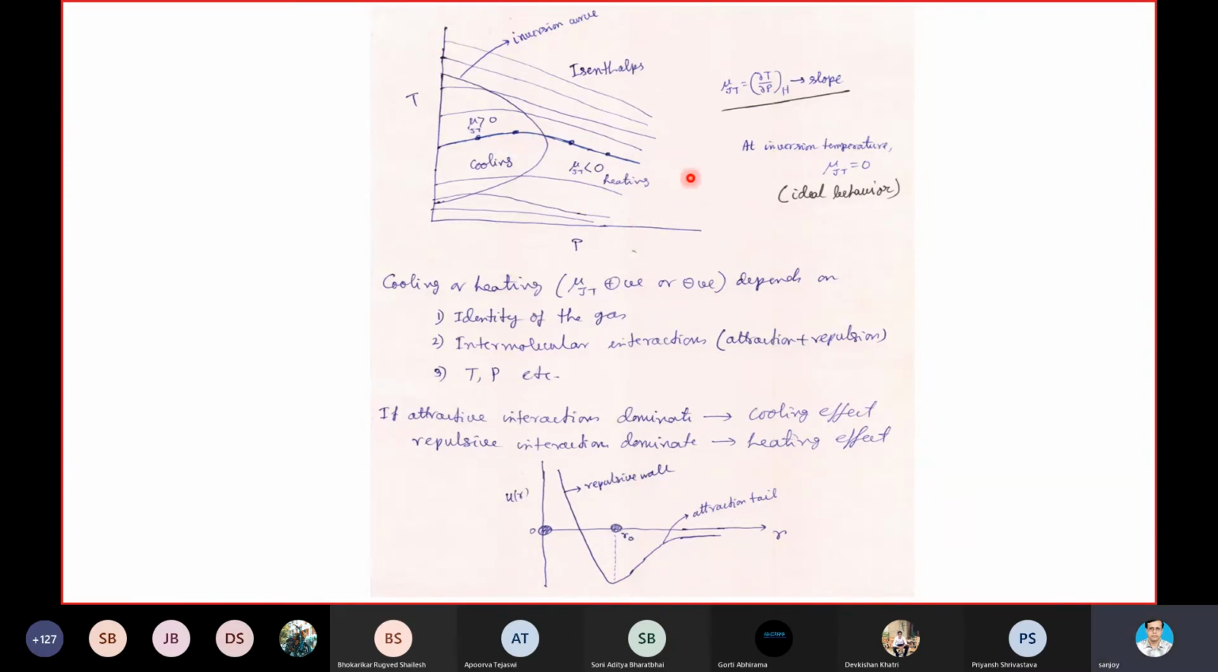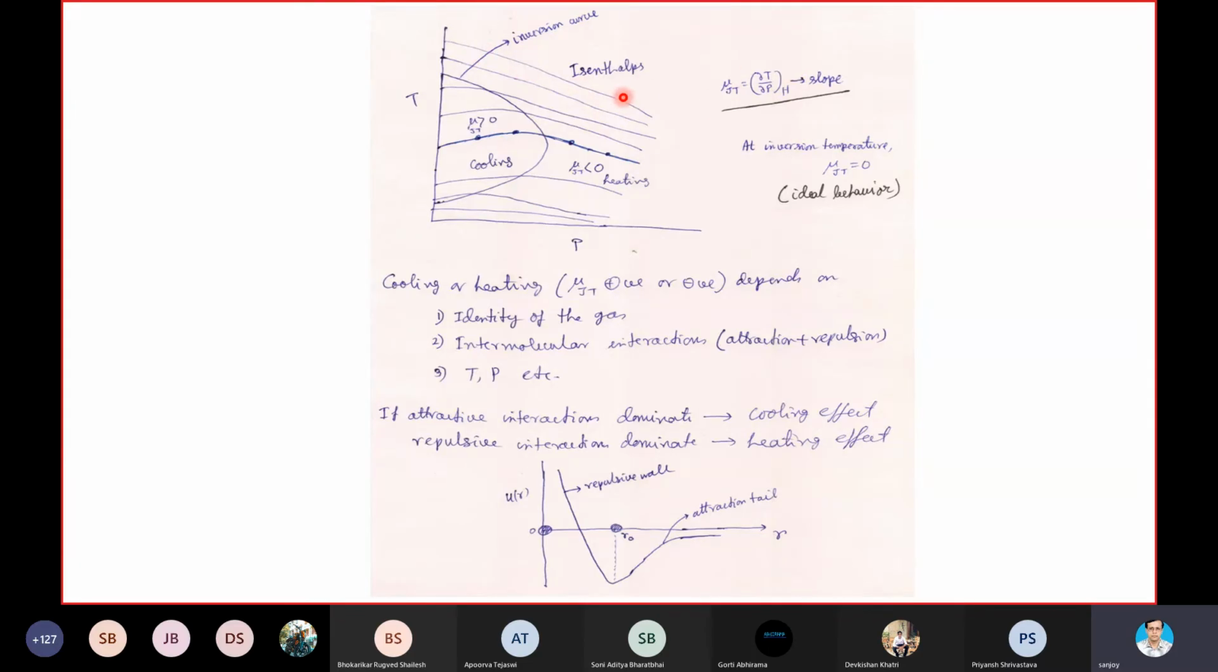Now, what is the Joule-Thomson coefficient? The Joule-Thomson coefficient is simply the slope of this curve. So the slope of these lines will give you the Joule-Thomson coefficient mu values. Now, if you see at a very, very high temperature, this slope is always negative. Similarly, at a very low temperature, the slope is always negative. So slope always negative means what? Slope negative means a heating effect.